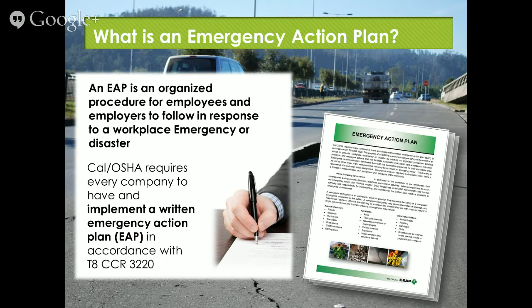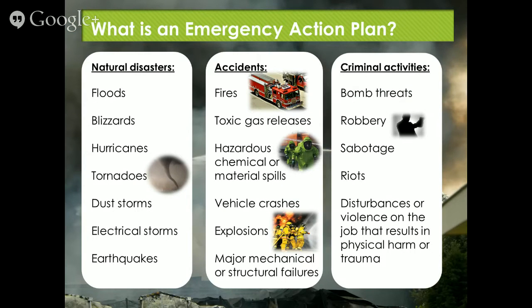Some of the things that might occur or that you would need to be prepared for are natural disasters, as you can see here, anywhere from floods to earthquakes. You have accidents of various sorts. You might have an explosion or fire or chemical spill, and also criminal activity. It could be a bomb threat or robbery, or just some sort of disturbance in the workplace that might result in physical harm or trauma.